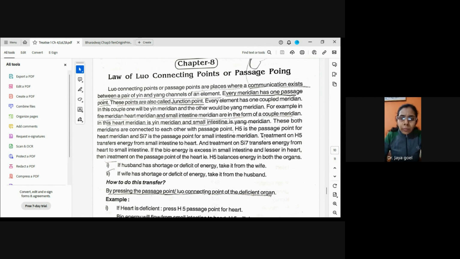So the Luo connecting point is also called a junction point, and these points are also called passage points. Every coupled meridian has one Luo connecting point. If the energy of the heart is reducing and it needs more energy, then if you give the treatment on H5, it will take energy from SI7, meaning from the small intestine. The energy of the heart is increased and the energy of the small intestine is reduced.